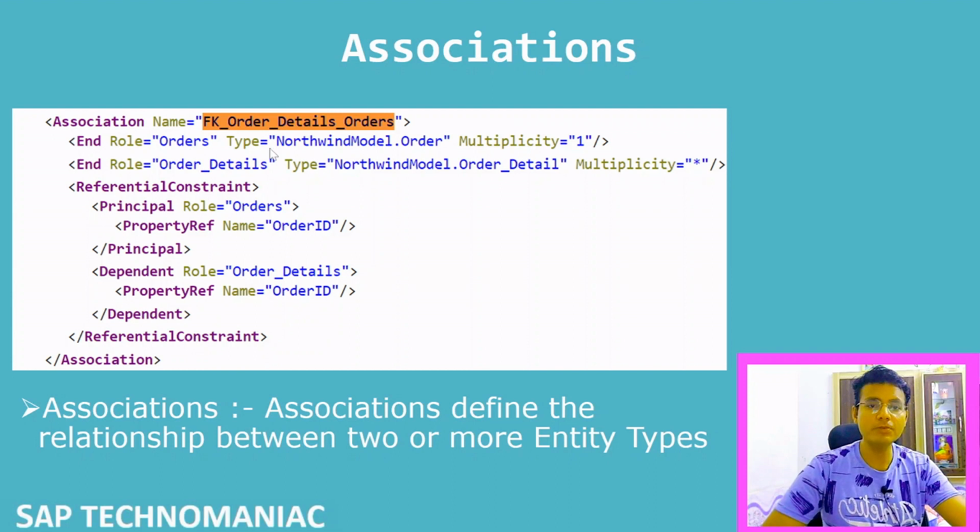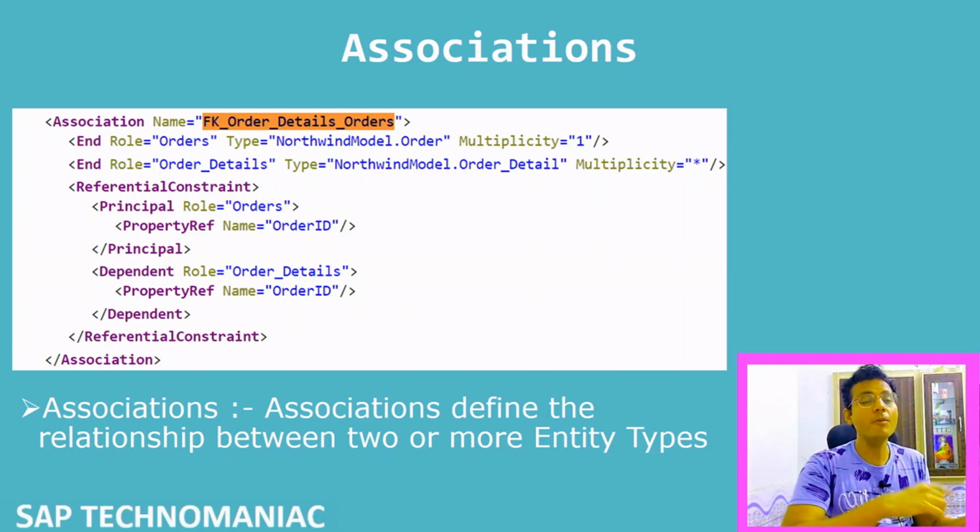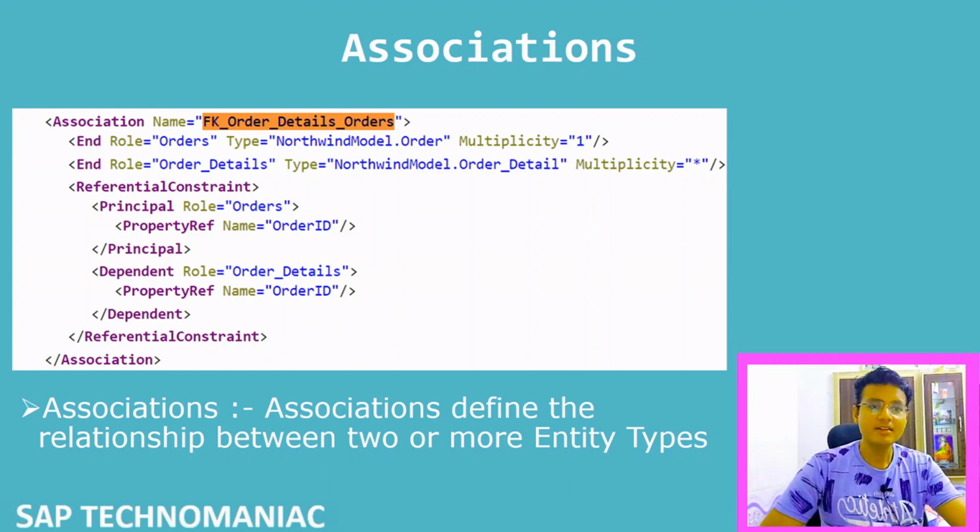They define the roles for each respective entity type. So for the order entity type, there is the role orders, and for the order detail entity type, there is the role order detail. And there is something called multiplicity. It defines, for another entity type's one record, how many records can be available in this current entity type. For example, this is the multiplicity. One is telling, for the order detail, for one record, how many records can be available in this particular orders entity type.